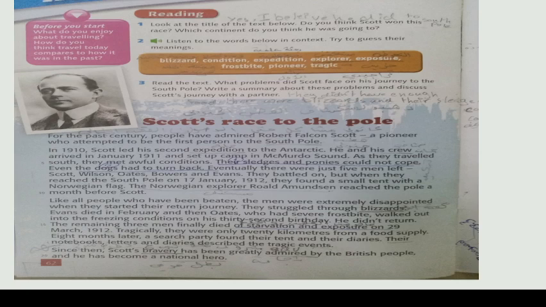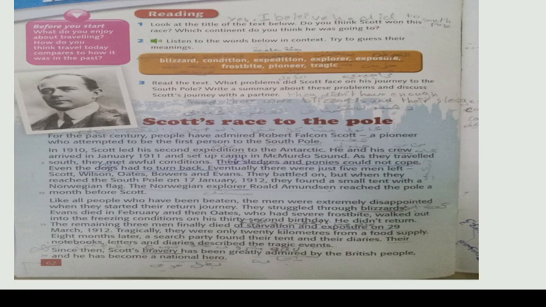They battled on. They struggled a lot. And what does battled on mean? Battled on means struggled to survive. But they reached the South Pole on 17th January 1912. This is the date on which they reached the South Pole.